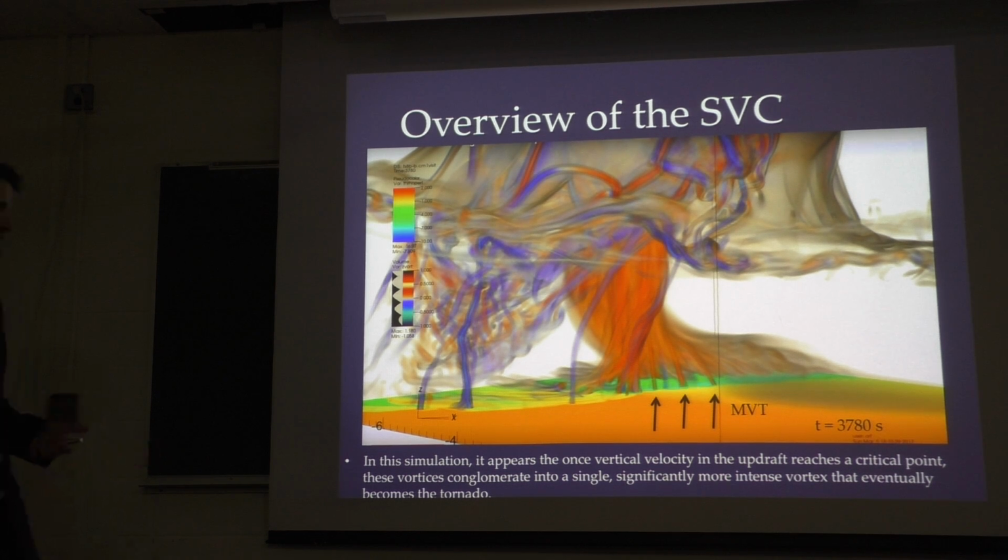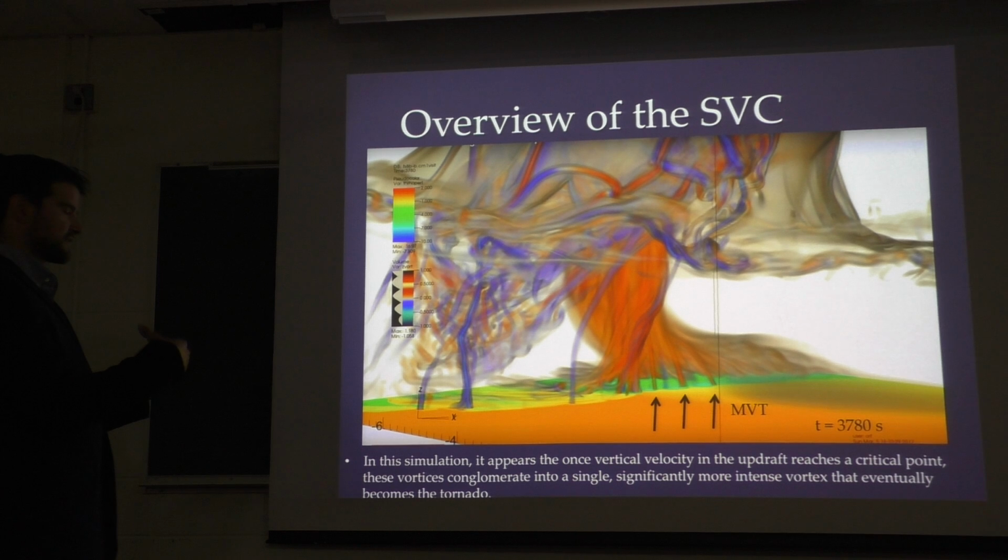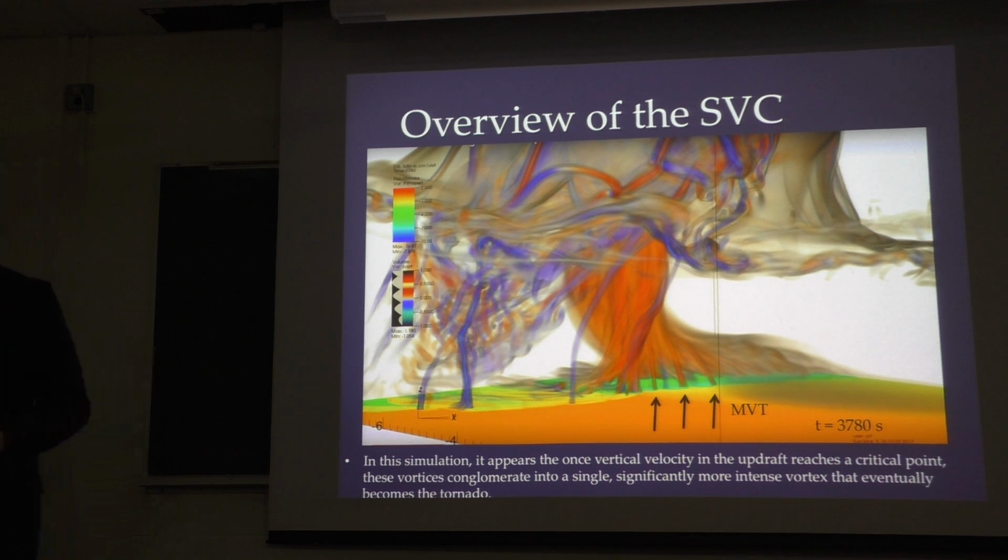What actually happens is, as this area of vorticity and vertical velocity gets stronger, you start to see these mesovortices show up, and eventually it's as if the storm reaches a critical point. All these mesovortices start to conglomerate in one spot, and those eventually culminate in a tornado. This is really interesting because there's no obvious trigger. It's like all these things come together at the same time, and all of a sudden we've got a tornado.